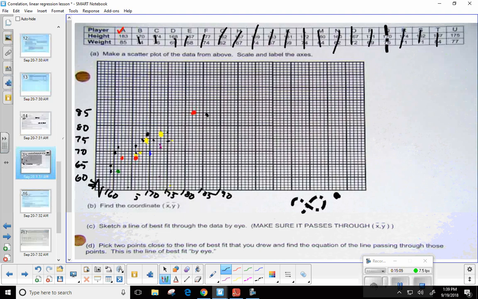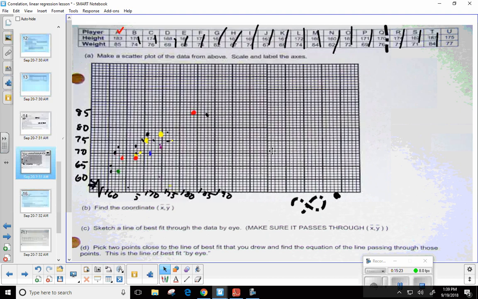Oh no. We shifted the points. Oh, that's okay. We're on the last one. She accidentally shifted the graph. That's okay.